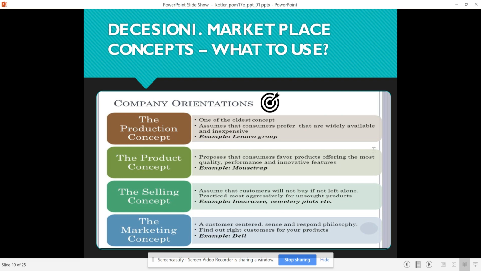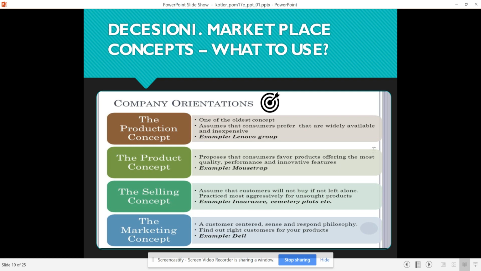So the first step is decision one. Well, what kind of marketing concept will I use? There's four of them. And again, there's a target here, so you'll need to know all four for the exam. I could use the production concept, which is the oldest concept, which is, customers will just buy whatever is the cheapest and least expensive. For example, that's the Lenovo group. In this case, higher end customers don't want the cheapest or least expensive. Amazon could be considered that too, because paper towels, who cares about the paper towels, just as long as I get them. So that's a production concept.